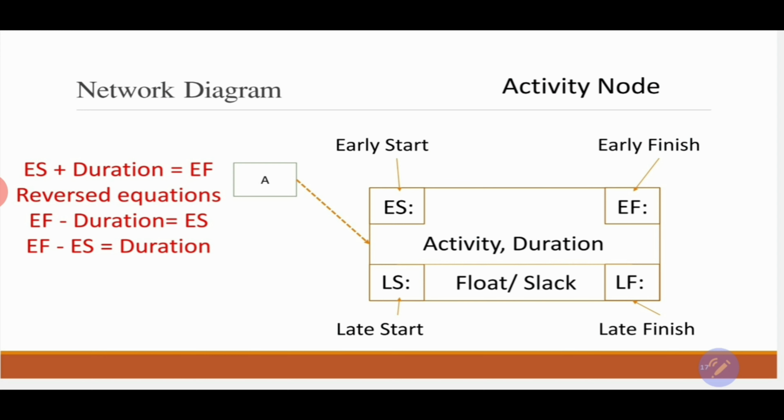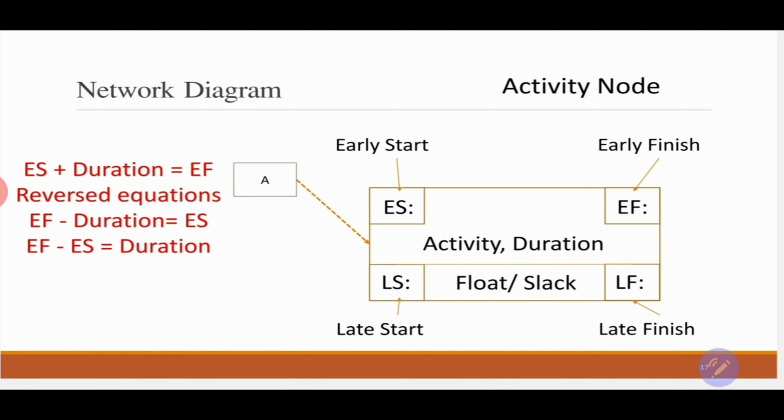Actually, the activity node on the network diagram looks like this. We have it split into different parts, where on the top left we will have the ES, which is the early start. In the top next corner, we will have the EF, which is the early finish. In the bottom left, we will have the late start, and in the other bottom corner, we have the late finish. And in between, we have the slack or the float. They are the same. And we have the activity and its duration.